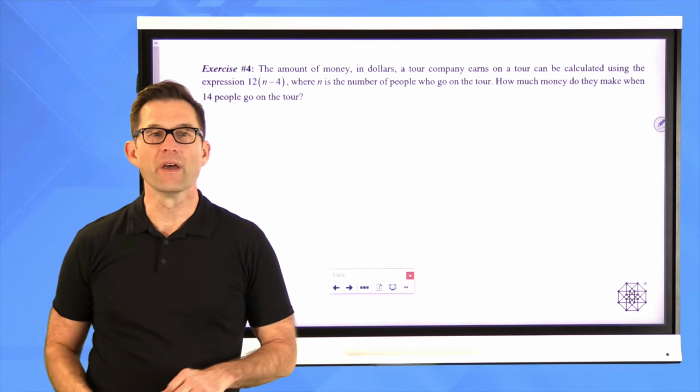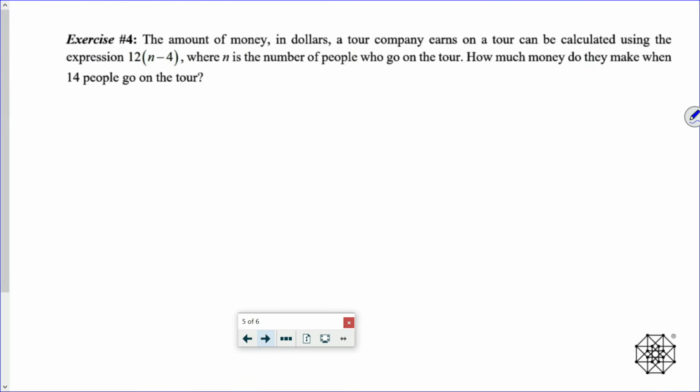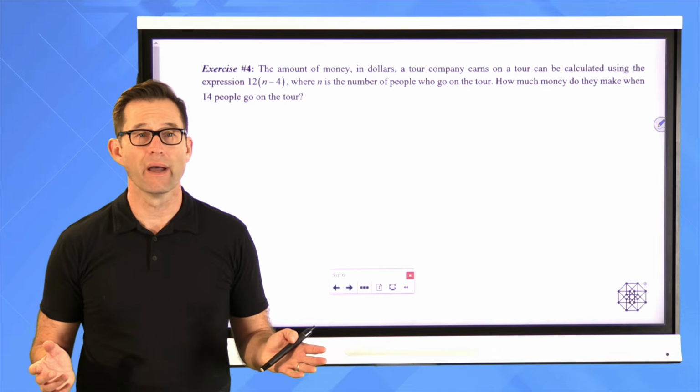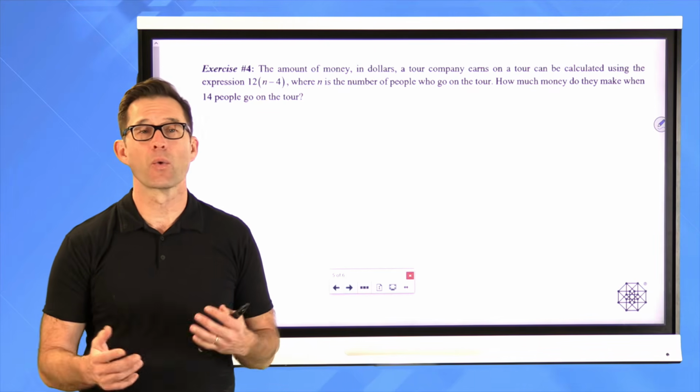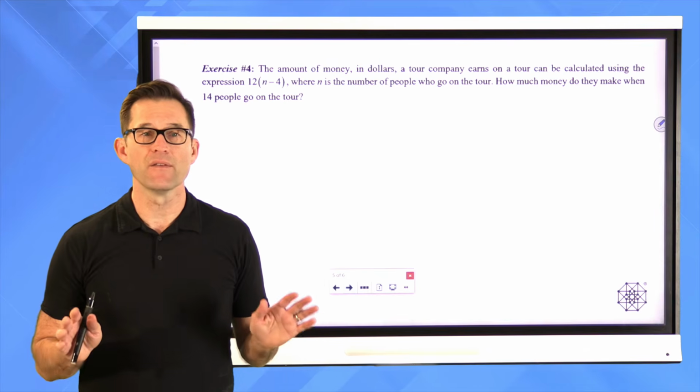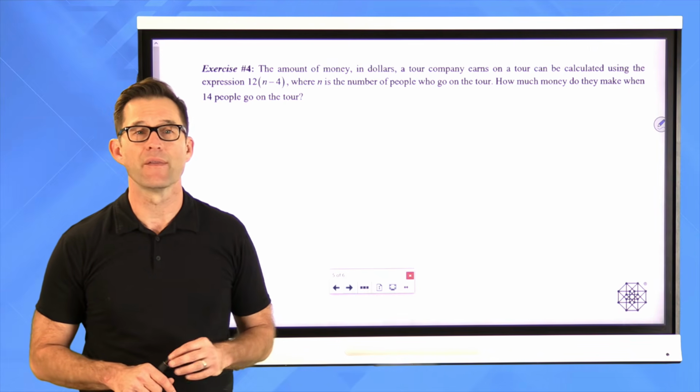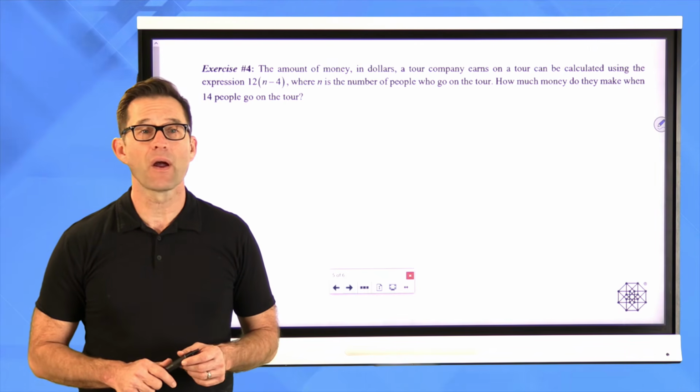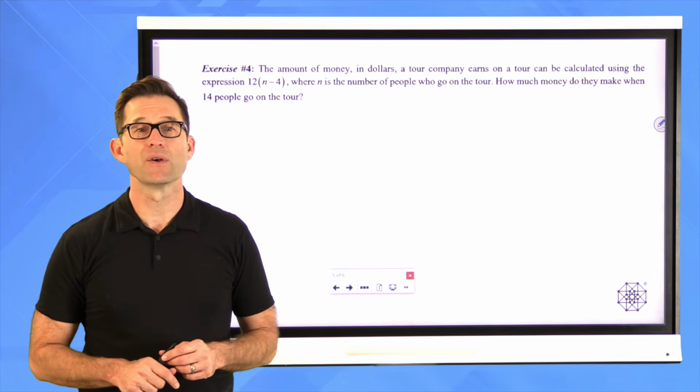One more problem. Here we go. Exercise number 4. The amount of money in dollars a tour company earns on a tour can be calculated using the expression 12 times parentheses n minus 4, where n is the number of people who go on the tour. How much money do they make when 14 people go on the tour? All right, so there's a lot of words here that you got to kind of work through, but everything that you need to figure out the answer to this problem is sitting right in there. Pause the video now and see if you can figure out how much money the tour company makes when 14 people go on tour.